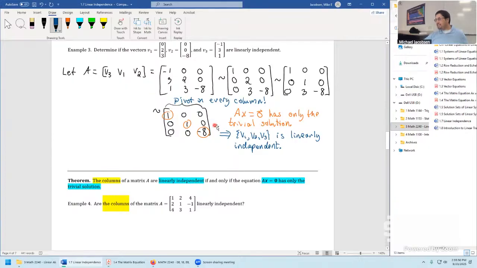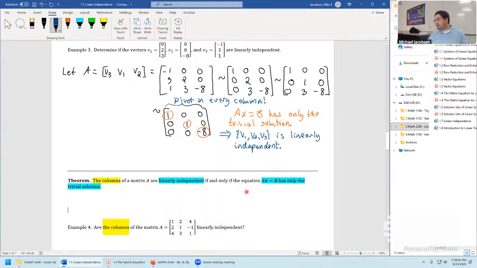So here's the idea that we kind of went through on example 3. The columns of a matrix A are linearly independent if and only if Ax equals 0 has only the trivial solution. This occurs when A has a pivot in every column. So same thought as before.